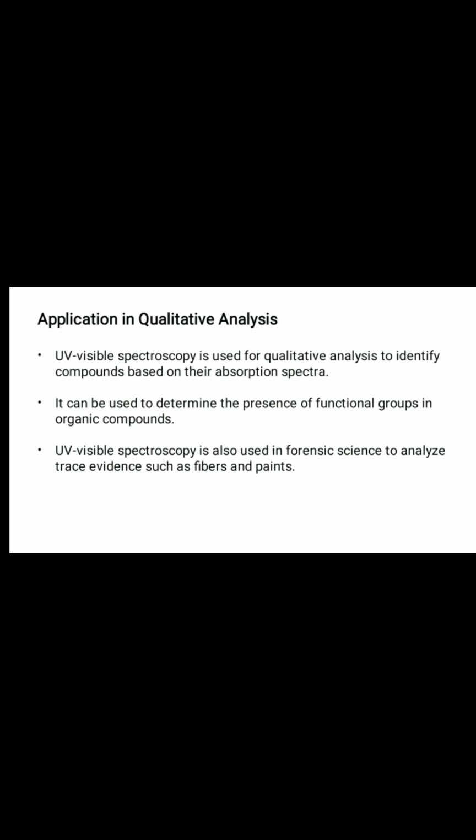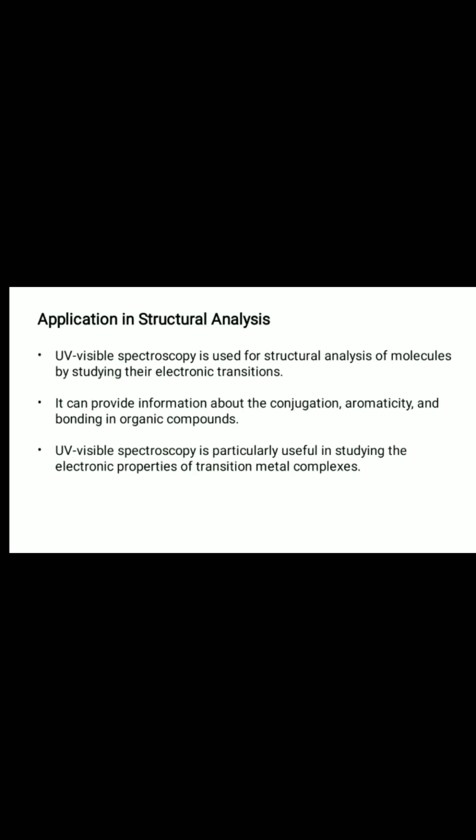Applications of qualitative analysis. UV visible spectroscopy is used in qualitative analysis to identify compounds based on their absorption spectra. It can be used to determine the presence of functional groups in organic compounds. UV visible spectroscopy is also used in forensic science to analyze trace evidence such as fibers and paints.